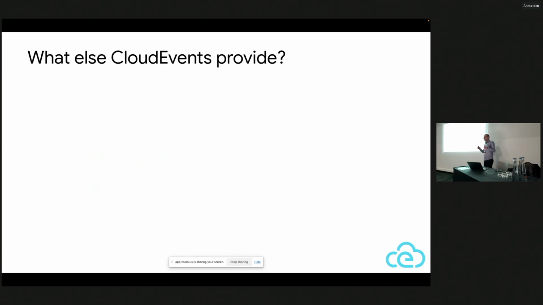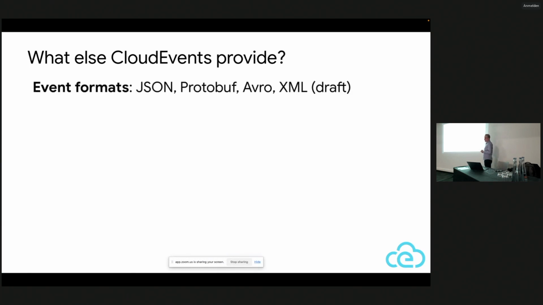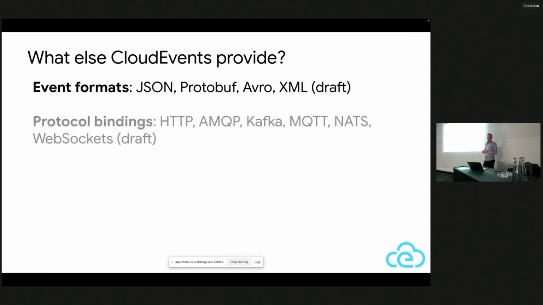Okay, so we have the formats. What else does CloudEvents provide? Well, first of all, the format of the events is JSON by default, but you can use protobuf, Avro, and there's XML, which is in draft. How you send the event over the wire is that by default it's HTTP, but it also supports things like AMQP, Kafka, MQTT, and so on and so forth. And WebSocket was in draft last time I looked at it.